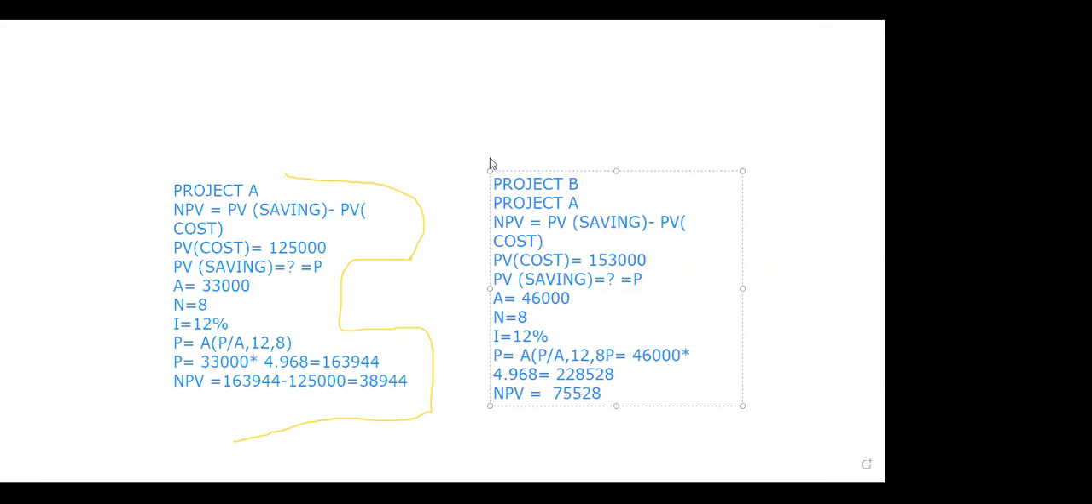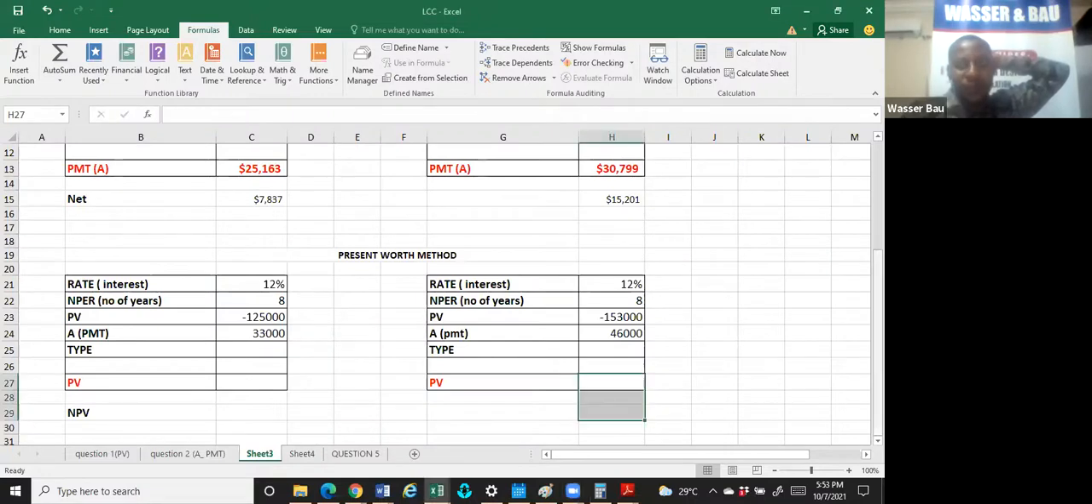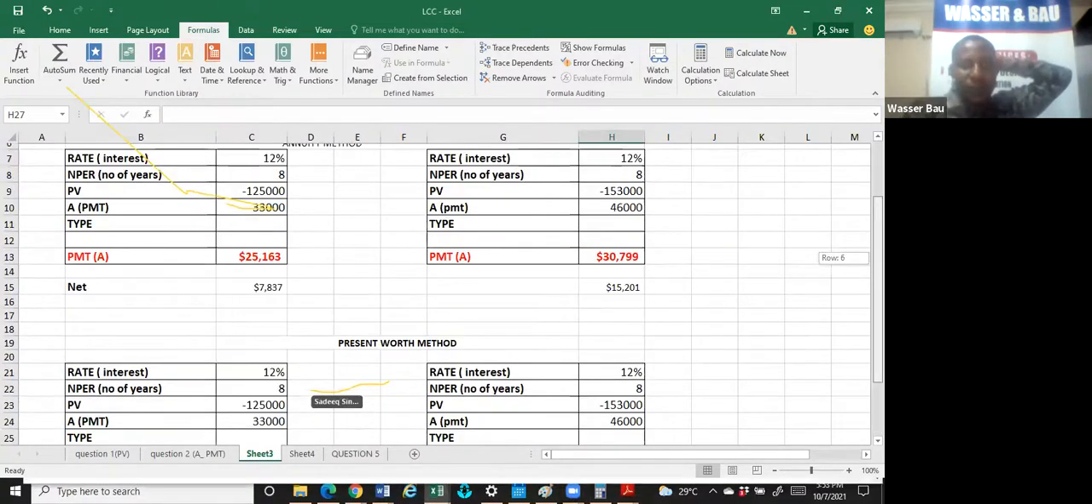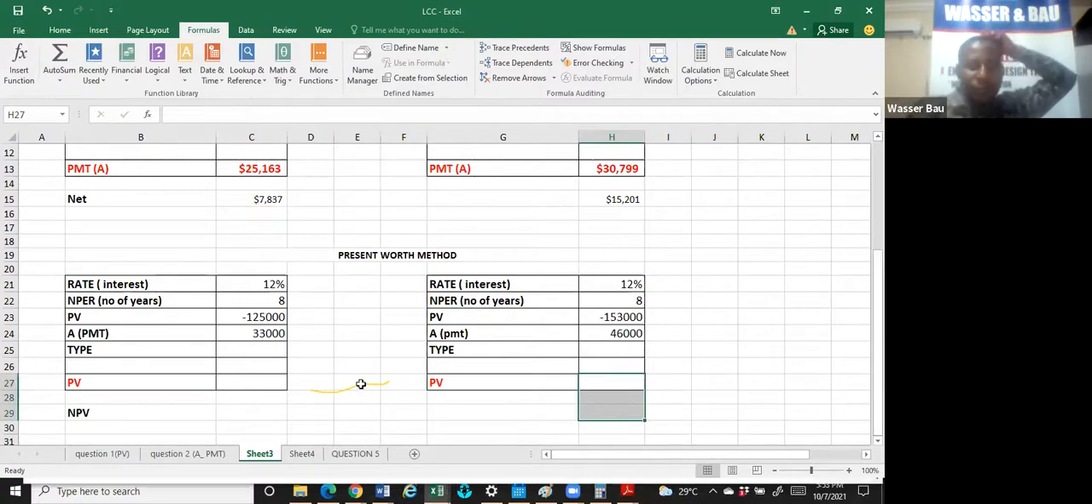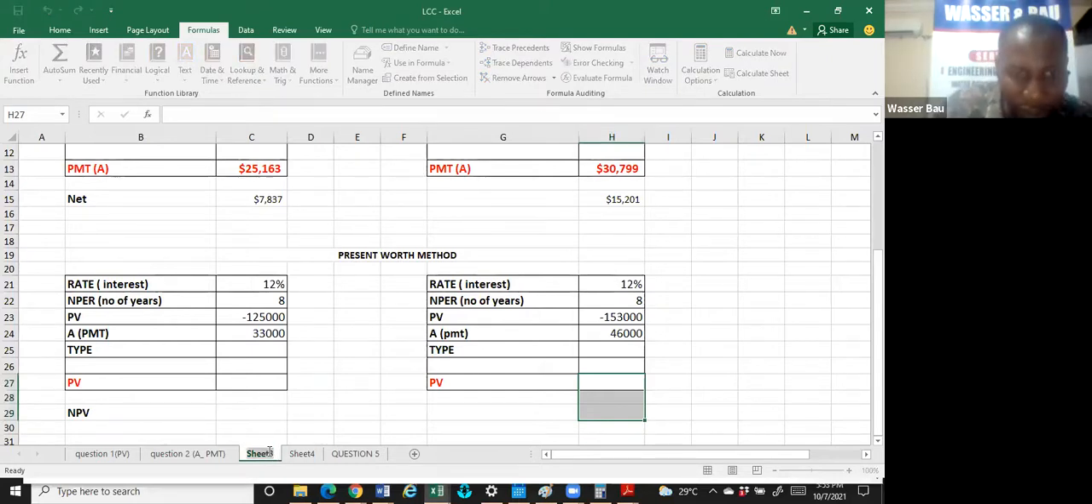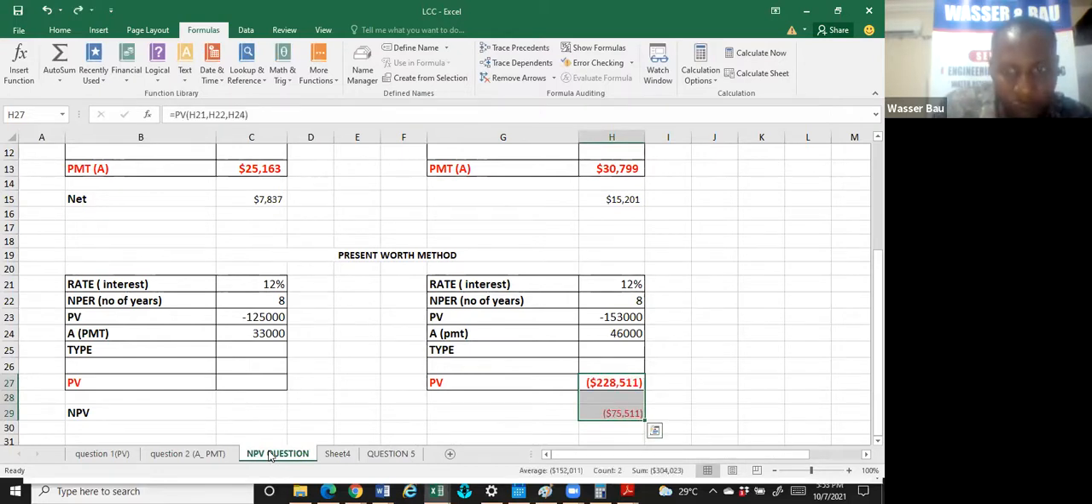Okay. Now, go to Excel. If you go to Excel now, you'll see under sheet 3. Let me rename it now and call it NPV question. Whatever, sheet 3. Open sheet 3. So remove everything in red, which is the solution.